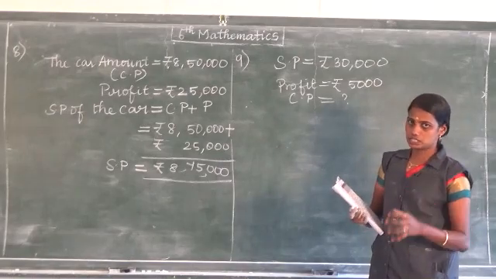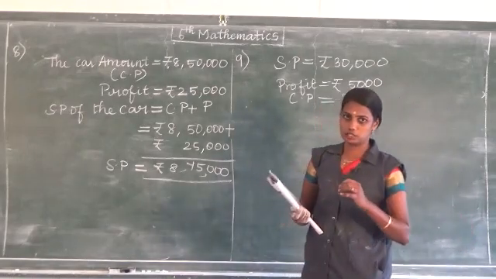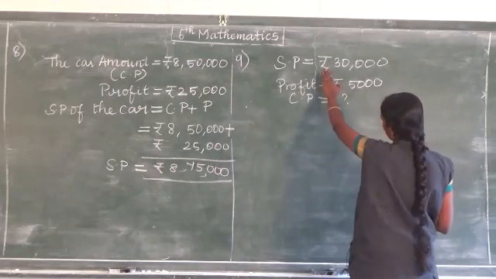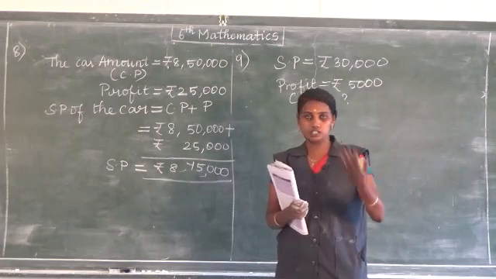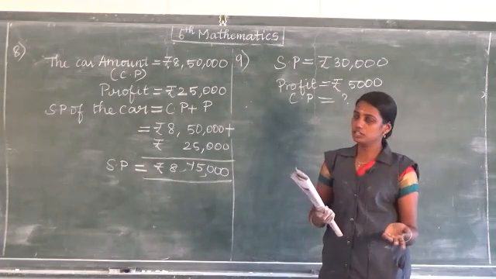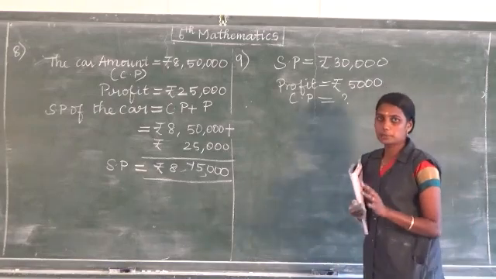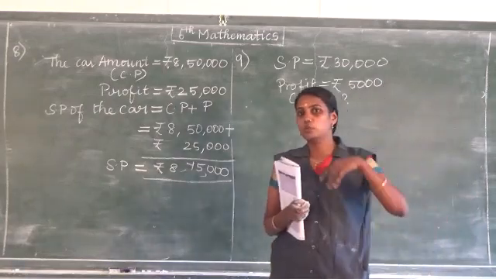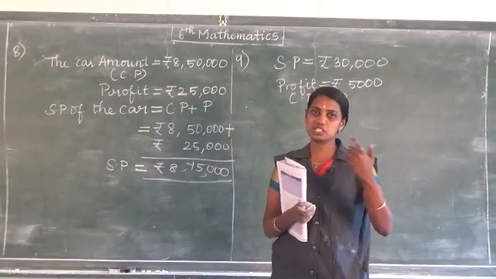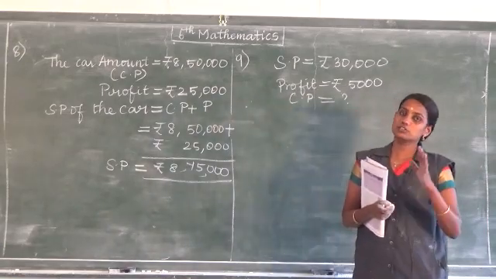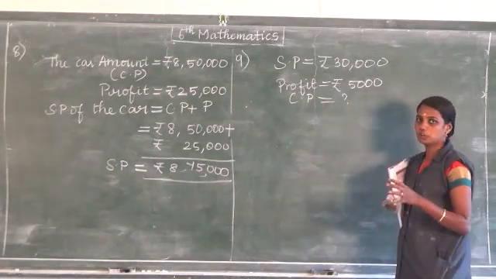Listen to me, understand the concept properly, use the formula or else understand the concept. Okay, selling price is 30,000. Already she sold it for 30,000, but she got the profit of 5,000. What could be the purchased amount of the Valarmadi? Purchased means cost price. That means how much should be bought by her?